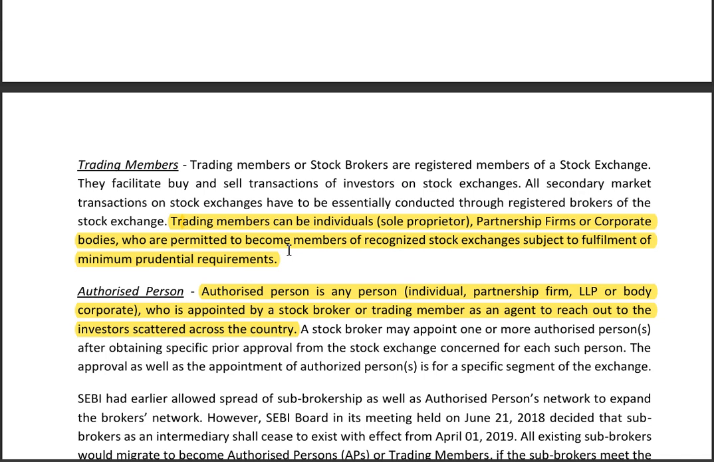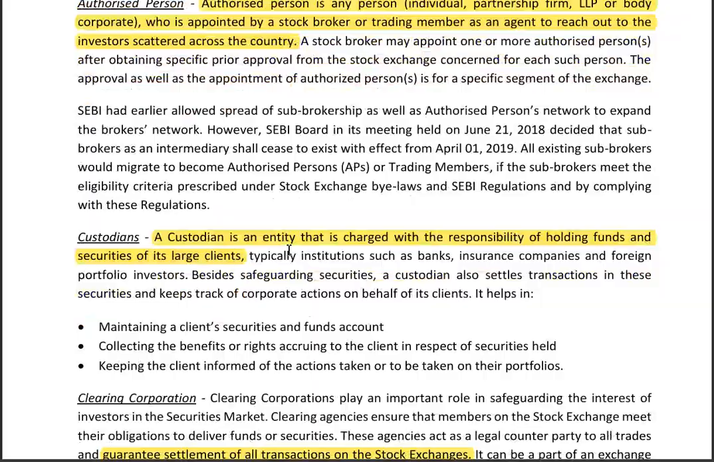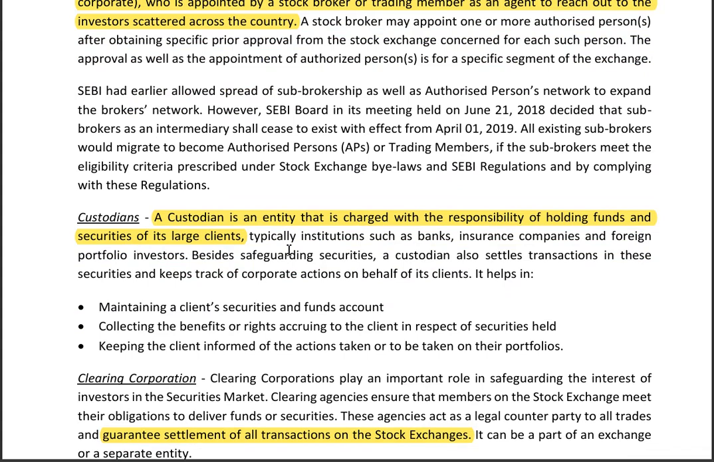An authorized person is any individual appointed by a stockbroker or a trading member as an agent to reach out to investors scattered across the country. A custodian is an entity charged with the responsibility of holding funds and securities of its large clients, such as banks, for portfolio transactions.